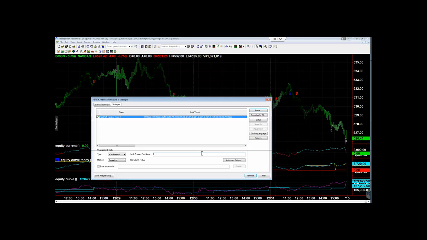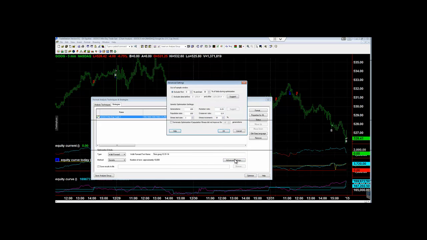So we need to name this. We're just going to call this 5-minute Google 12/31/14, which is the day we're doing this setup. You have to give each one of these a specific name. We're going to do this as a genetic optimization, which is going to take our test count down to 10,000, which is plenty for the walk forward optimizer to work. We're going to come over here to our advanced settings and say terminate the optimization if the population fitness does not improve for 15 generations.